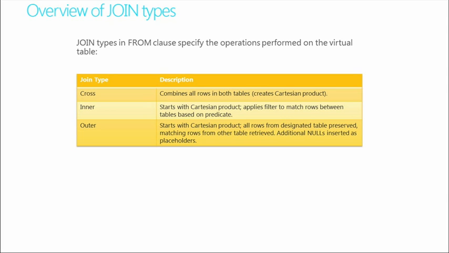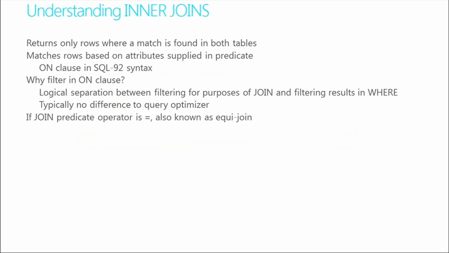They can be a little overwhelming, but as an introduction, cross joins combine all rows in both tables. Sometimes it creates what's called a Cartesian product. Inner joins apply a filter to match rows between the tables. And then the outer joins display all rows from a designated table, and then match rows from the other table that the content is being retrieved from.